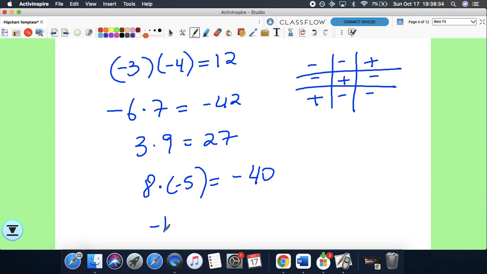Negative 1 times negative 12. And we can take a look. It's a negative times a negative, which gives us a positive. So a negative times a negative is a positive. 1 times 12 is just 12.